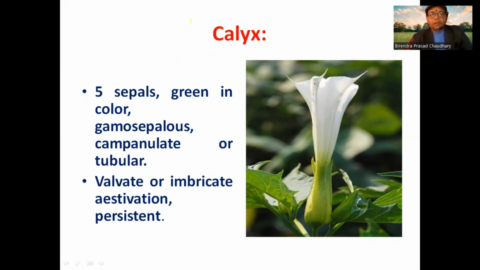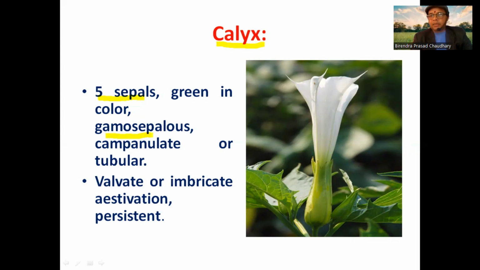Next thing we have to study is the calyx. Calyx contains 5 sepals. These are the sepals here, like this one is a sepal. Gamosepalous. They are green in color. Gamosepalous means they are fused to each other, joined to each other.